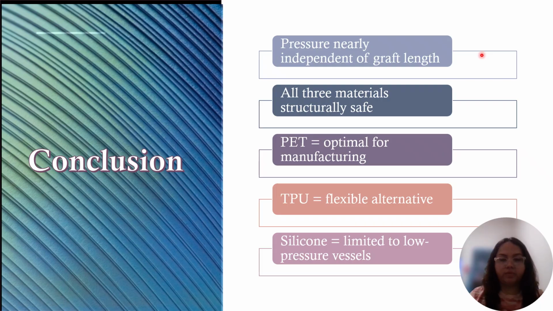In conclusion, the results of the flow simulation and structural analysis showed that the graft length doesn't significantly impact the pressure, and that all three materials were structurally safe, while TPU offers a good flexible alternative for grafts, and silicone rubber offers a good option for limited to low pressure vessels. PET clearly offers the best strength and stability for aortic grafts, so in this scenario, it is optimal for manufacturing and would be the best recommendation I can give.